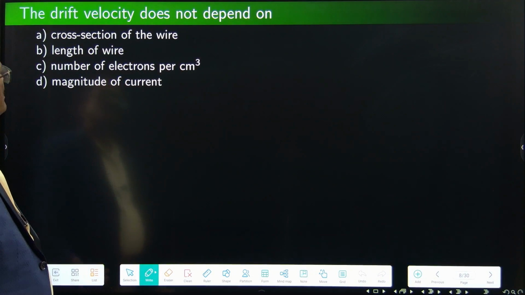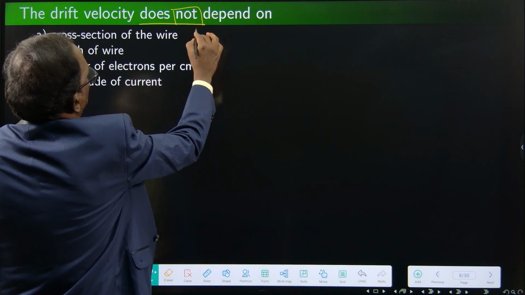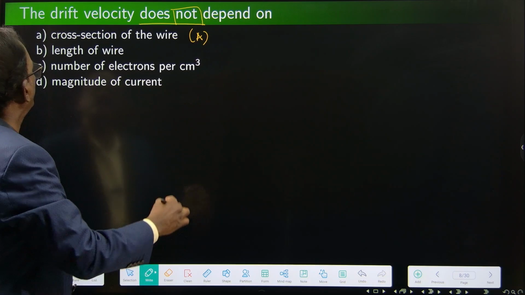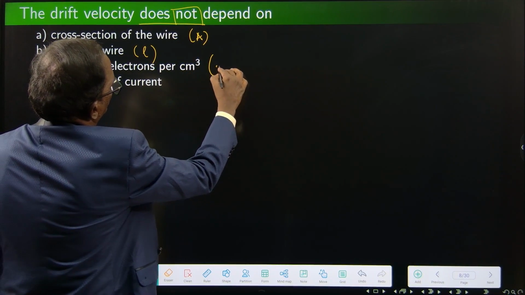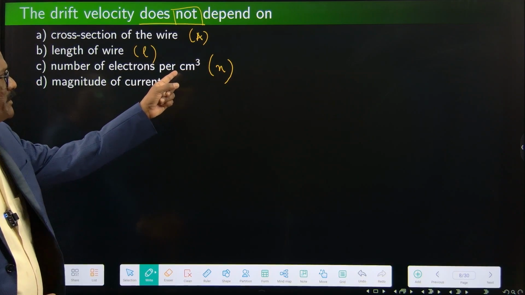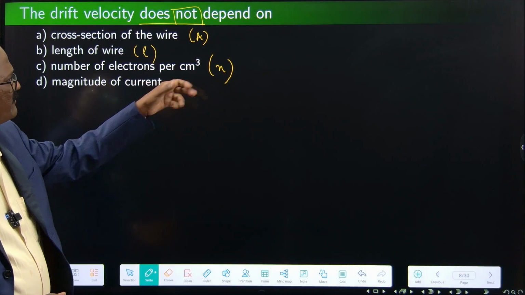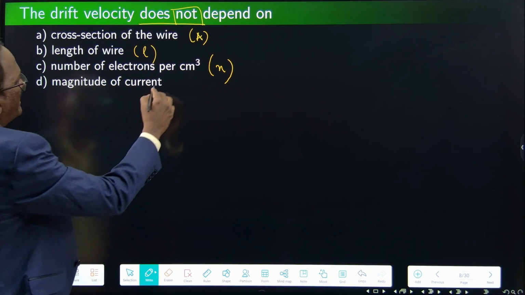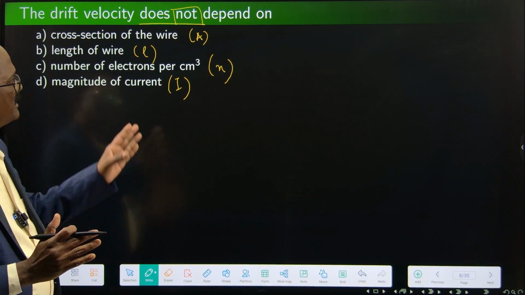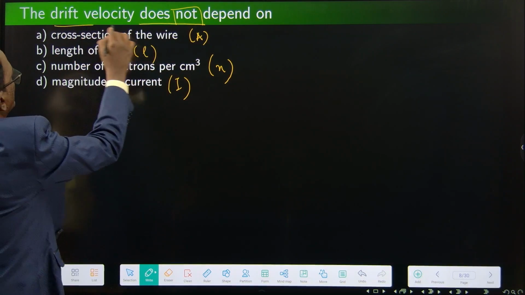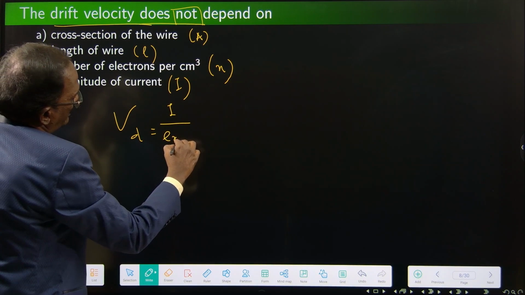The drift velocity does not depend on cross-sectional area A, length of the wire L, number of electrons per centimeter cube N. In fact, this is per meter cube, right? So concept only we are going to discuss, not any numerical value. So let me write N, magnitude of current. So we want an equation relating these things with the drift velocity. Yes, Vd is equal to I upon ENA.